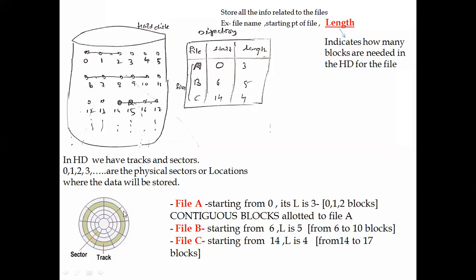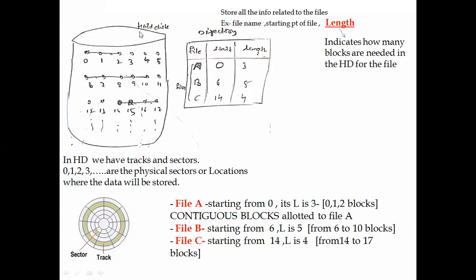Here we have the division of the hard disk space in terms of sectors as well as tracks. This highlighted circular thing we call a track, and this track is divided into so many sectors. These 0, 1, 2, 3, 4, 5 indicate the physical sectors, or the locations where I'm supposed to store the information, the data or the files.